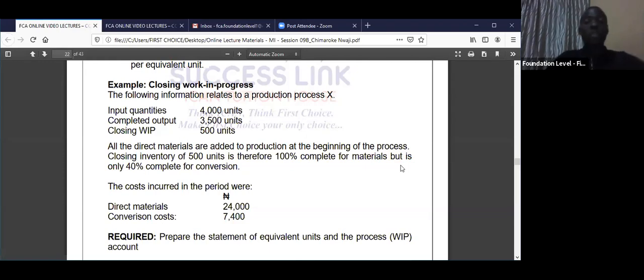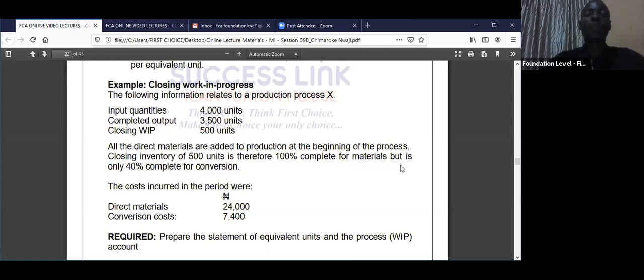Now we are told that all the direct materials are added at the beginning of the process. What does that mean? It means that material is 100% completed.